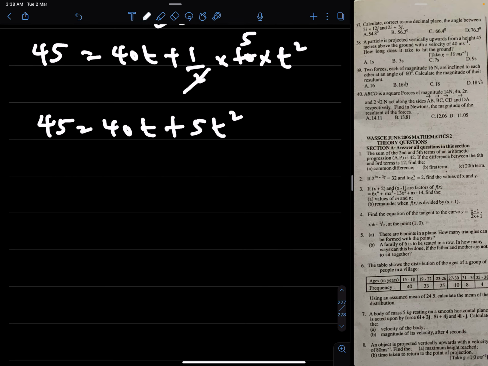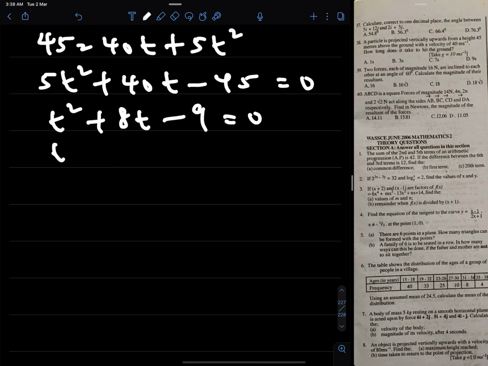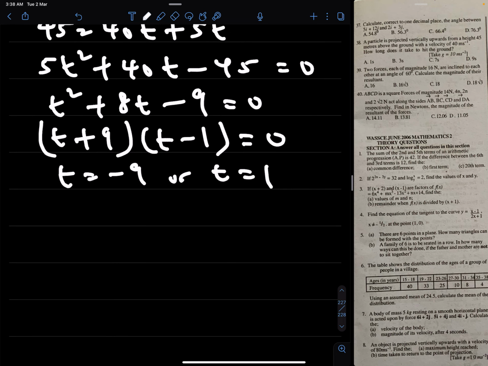First of all, I want to write 5t squared plus 40t minus 45 equals 0, bringing 45 to the right hand side. Dividing through by 5, t squared plus 8t minus 9 equals 0. When you factorize this, we have t plus 9 times t minus 1 equals 0. That means t equals minus 9 or t equals 1. But time cannot be negative, so t is 1 second.